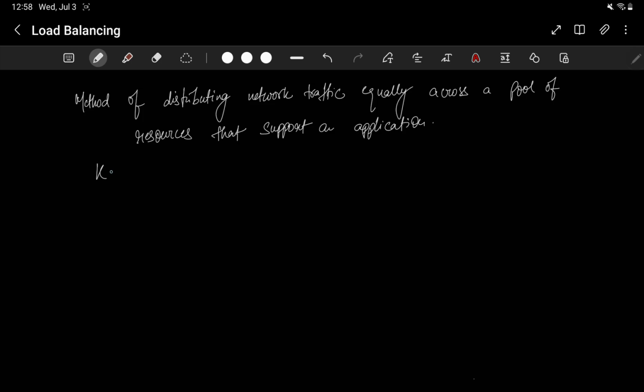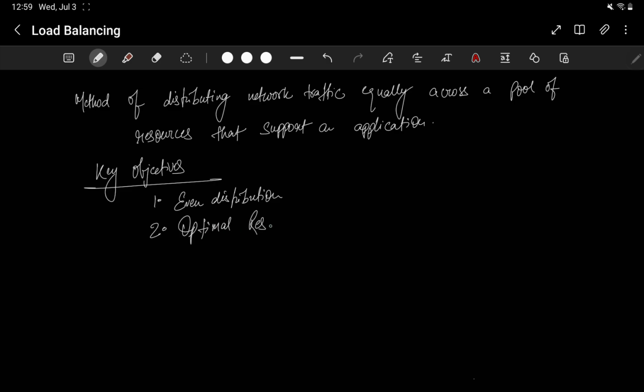And what are the key objectives of load balancing? The first one, obviously, is even distribution. We do not want one server to be free and one server to be all occupied. So we want the even distribution of load. Since we have all the servers, we want all the servers to be occupied equally, and that is also called optimal resource utilization.